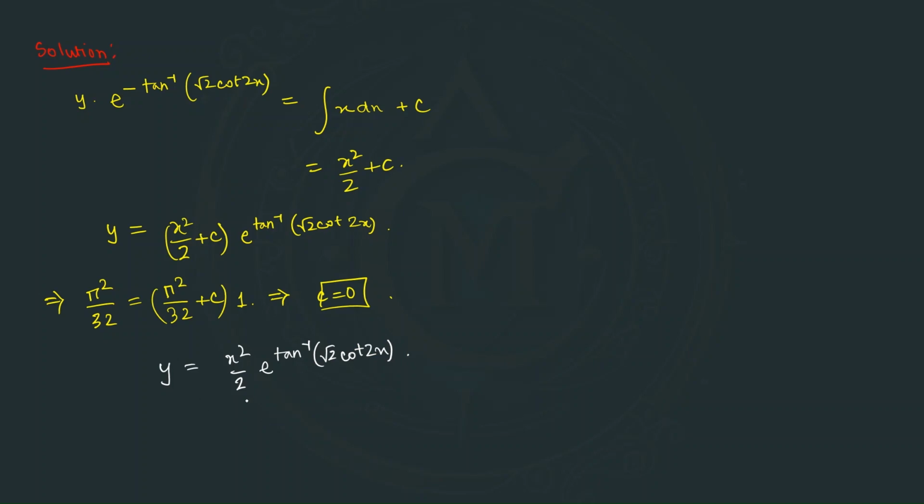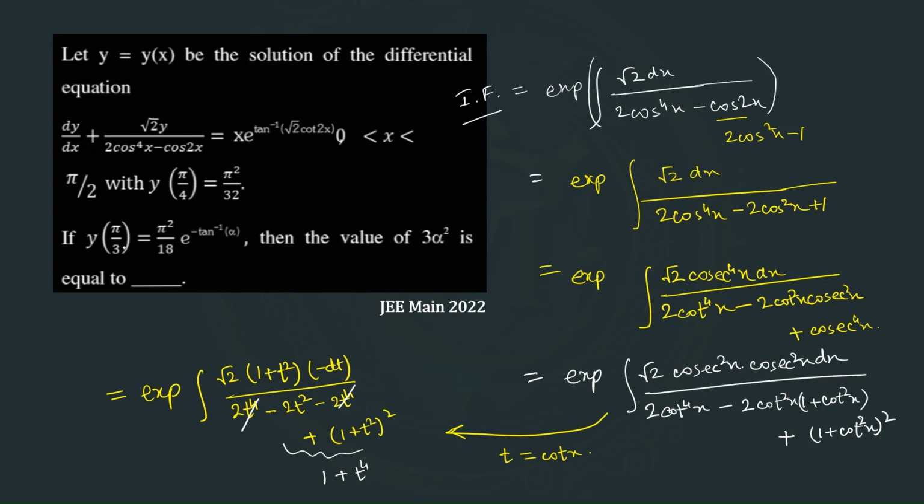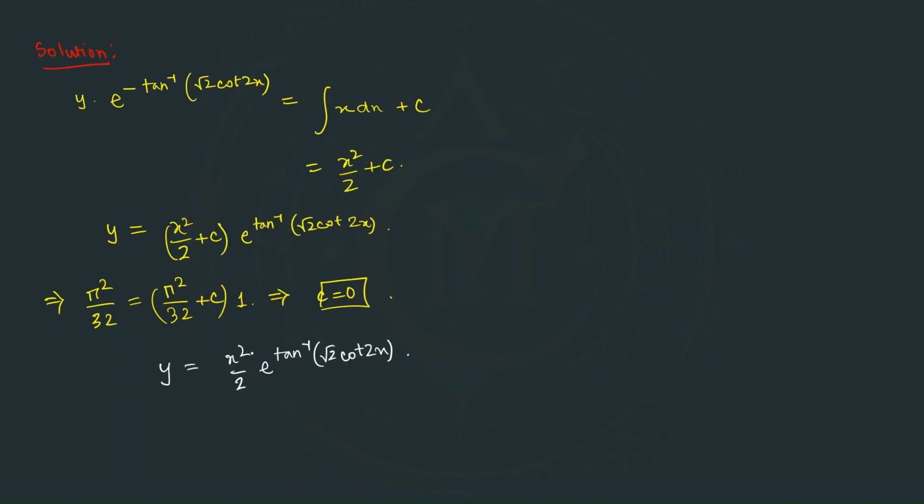So from here we can easily calculate y of pi by 3. So y of pi by 3 is equal to pi square divided by 18 times exponential of tan inverse of cot of 2 pi by 3, minus cot pi by 3, which is equal to minus 1 by root 3, minus root 2 by root 3.